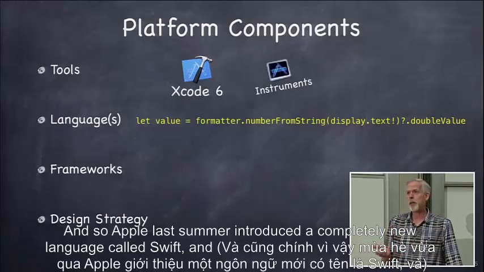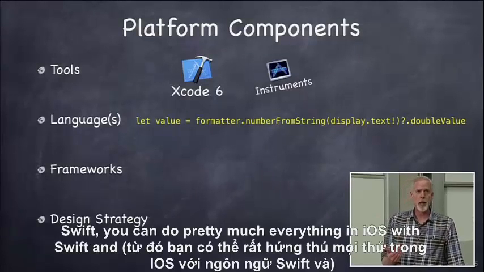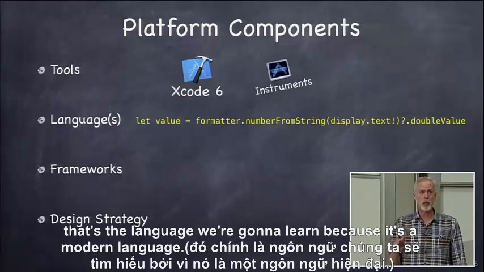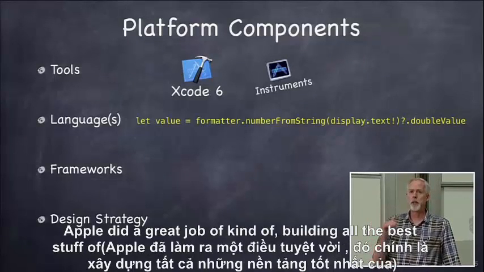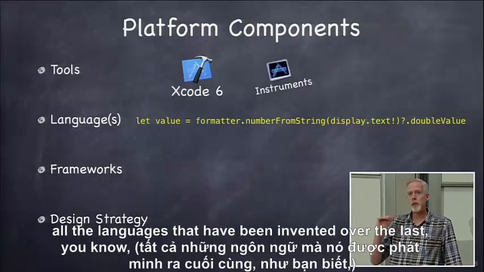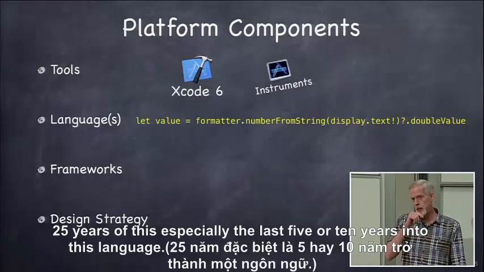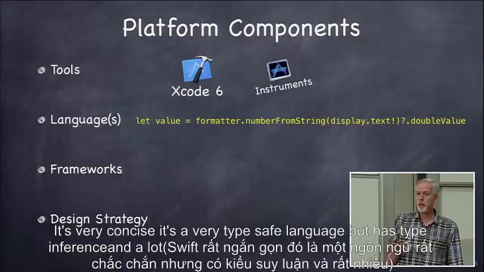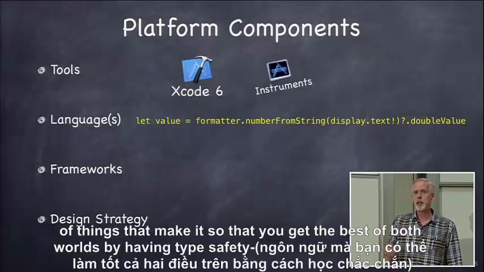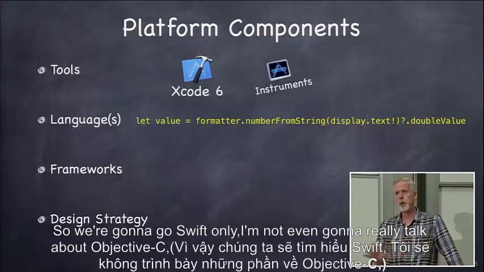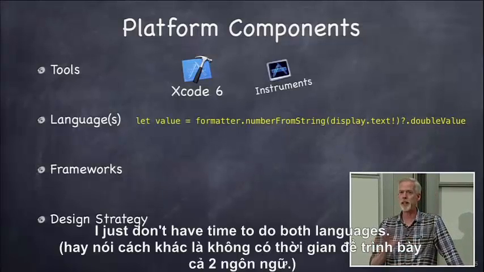And so Apple last summer introduced a completely new language called Swift. And with Swift, you can do pretty much everything in iOS, and that's the language we're going to learn because it's a modern language. Apple did a great job of building all the best stuff of all the languages that have been invented over the last 25 years, but especially the last probably 5 or 10 years, into this language. It's very concise. It's a very type-safe language, but has type inference and a lot of things that make it so that you get the best of both worlds of having type safety and not having to be constantly over-specifying everything. So we're going to go Swift only. I'm not even going to really talk about Objective-C. I just don't have time to do both languages.